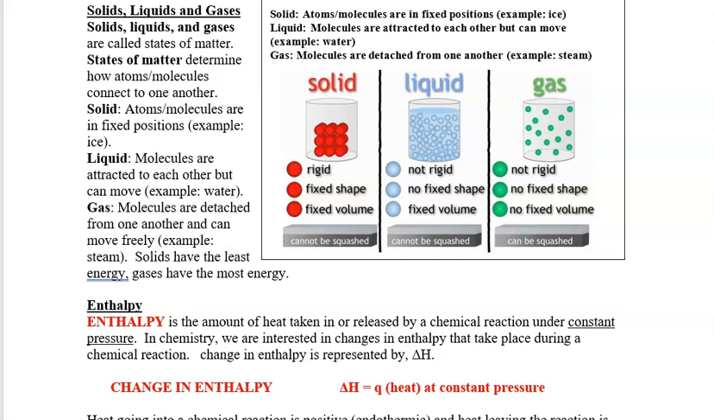So solids, liquids, and gases are called states of matter. States of matter determine how atoms and molecules connect to one another. Solid: atoms and molecules are in fixed positions, for example, ice. Liquid: molecules are attracted to each other but can move, for example, water. Gas: molecules are detached from one another and can move freely, for example, steam. Solids have the least energy, gases have the most energy.